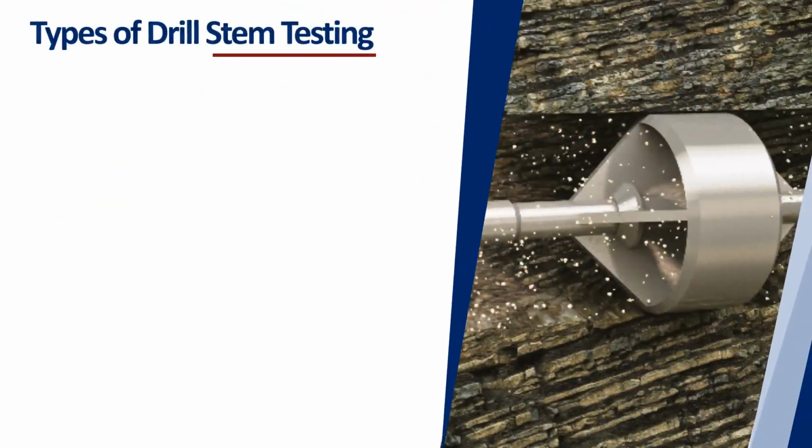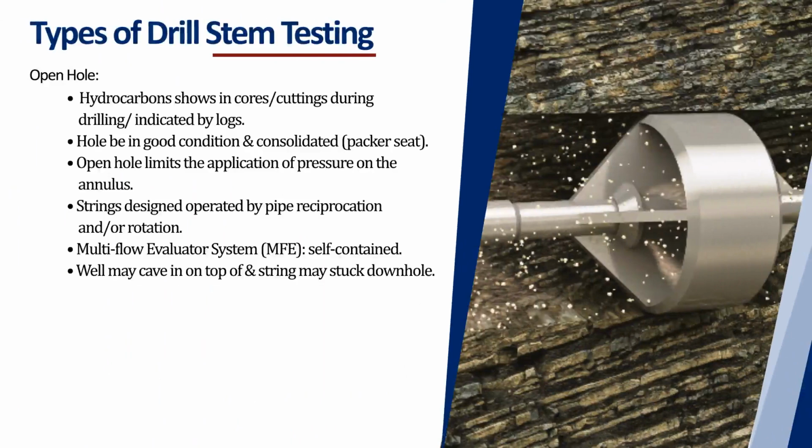Types of drill stem testing. Open hole: hydrocarbon shows in cores or cuttings during drilling or indicated by logs. The hole must be in good condition and consolidated for the packer seat. Open hole limits the application of pressure on the annulus. Strings are designed to be operated by pipe reciprocation and/or rotation. Multiflow evaluator system, MFE, is self-contained. The well may cave in on top of the string, and the string may get stuck downhole.